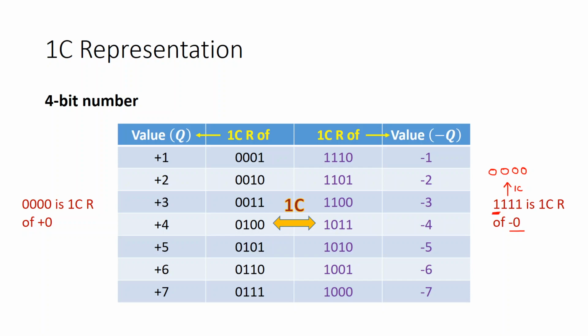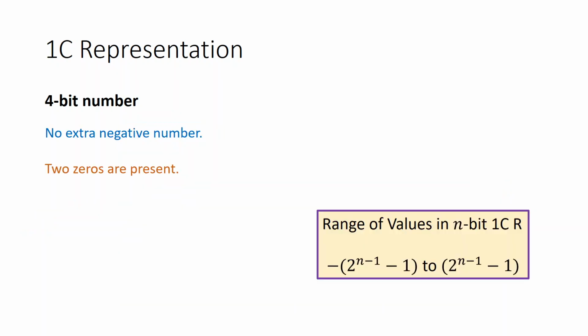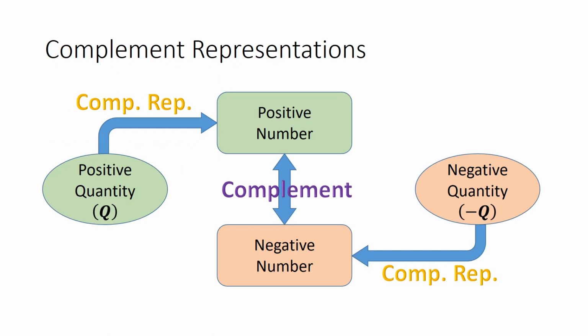So there are two zeros here, but there is no problem of an extra negative number. You see, there is no problem of an extra negative number. Each positive number has a corresponding negative number. Each negative number has a corresponding positive number. There are of course two zeros in the 1's complement representation. So this is a feature, and the range of values you can understand very clearly. As you can see from the table here, it is from minus (2 to the power of n minus 1 minus 1) to plus (2 to the power of n minus 1 minus 1). That is the range of values.